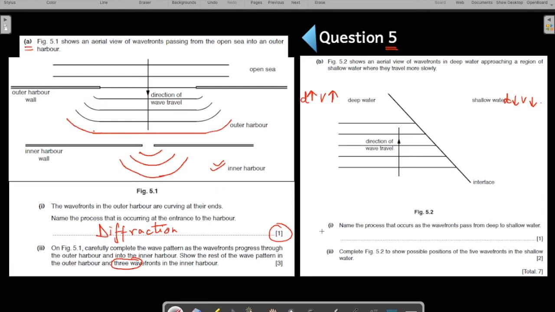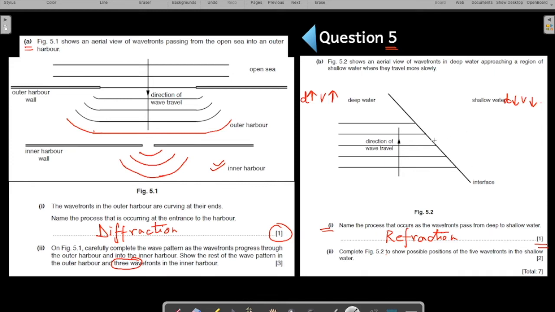Name the process. Now again they are telling you to name the process. It is a 1 mark question. As the wavefront passes from deep to the shallow region, you say refraction. It is refraction. Complete this figure to show possible position of the 5 wavefronts in the shallow water.